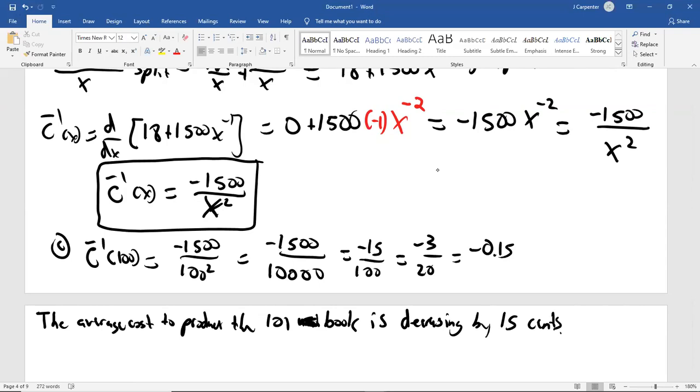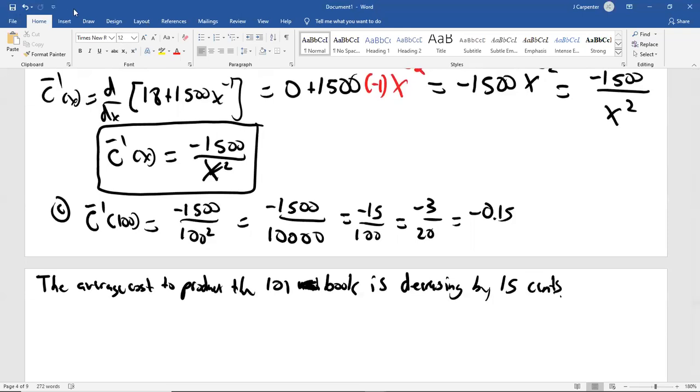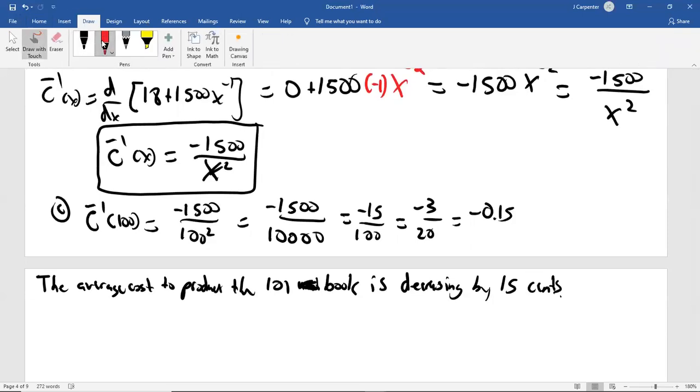But only for the 101st. If you do this at any different value, if you find the marginal average cost at say 10, so let's do a D in fact. I don't normally do this, but I think this is important. Let's do C bar prime of 10. That would be negative 1,500 over 10 squared, which is negative 1,500 over 100, which is negative $15.